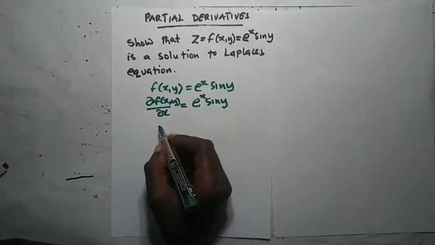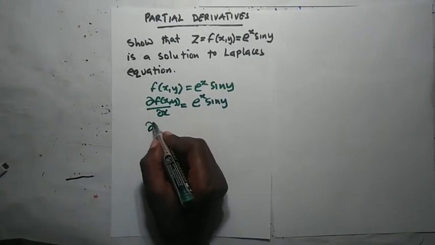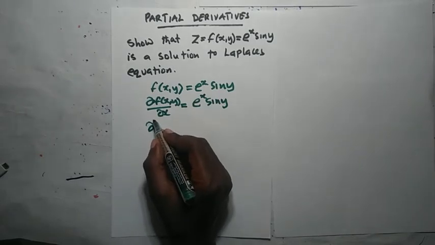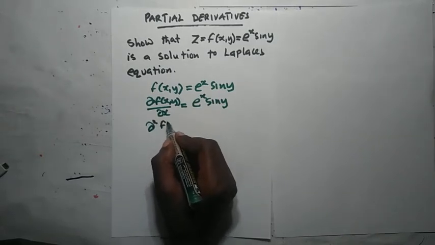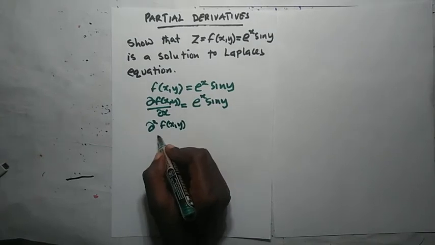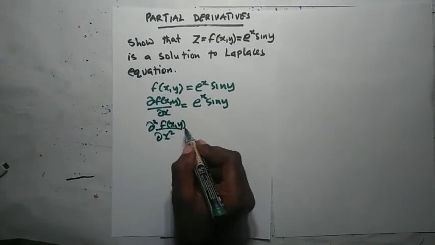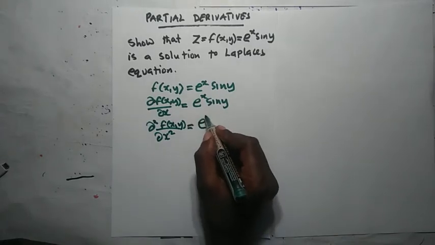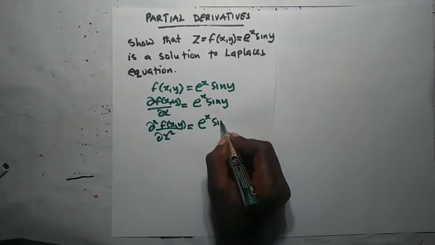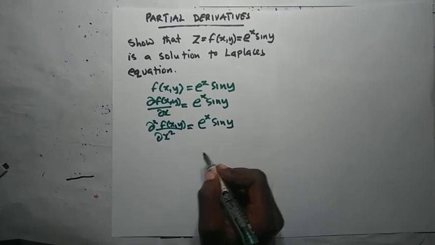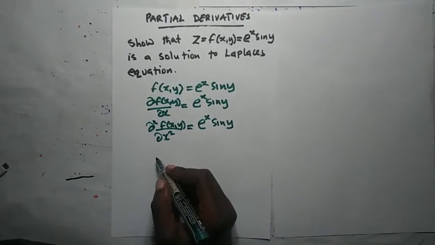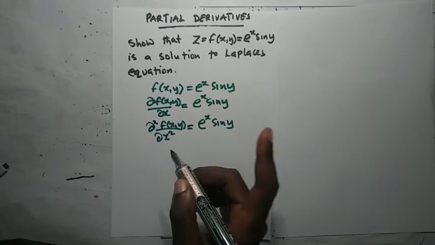And then we are now going to find the second partial, which we call d2 f(x, y) over dx2. So the second partial derivative of this function here is also going to be e to the power x sine y. And then now, the next thing is to find the partial derivatives with respect to y.